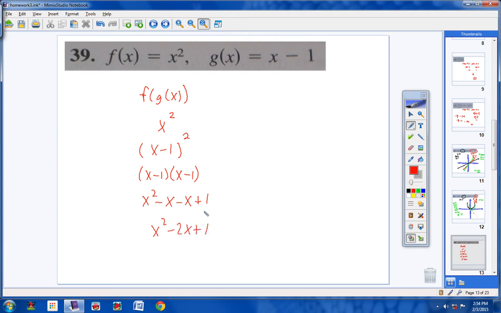And that's number 39. And let me check the book real quick to make sure that we are accurate. And we are accurate. Alright, so here we go. Moving on to the next one.